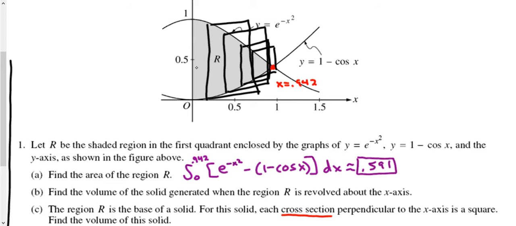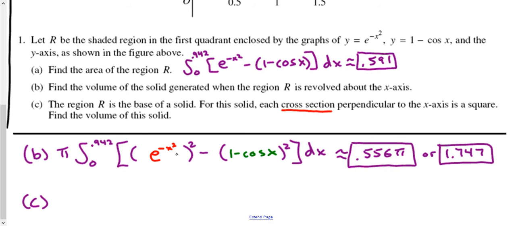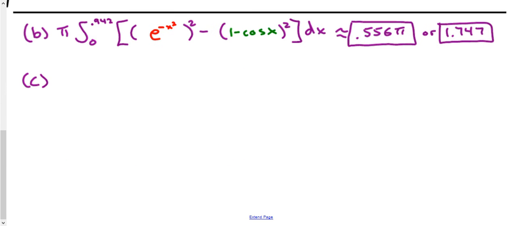Okay, so the reason why we integrate from here to here is because if we get the area of one square, then we integrate from 0 to 0.942, it adds up all the areas of all the squares and gives us the solid volume. Just like for part B here, we found the area of the circles and we integrated it, added them all together to give us volume. We're going to do the same thing. So for part C, we're still going to integrate from 0 to 0.942. Okay, but now we're no longer going to have a pi in front because we're not finding the area of circles.